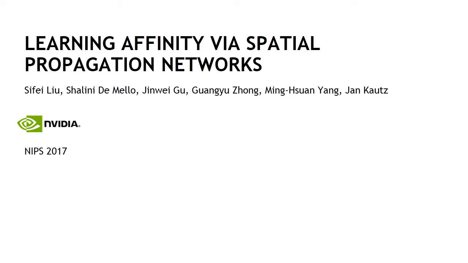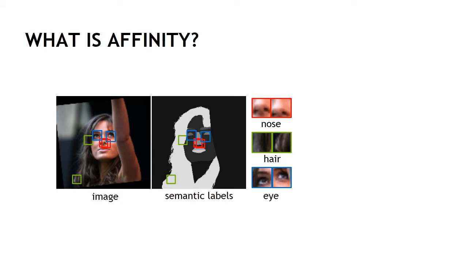We describe our work on learning affinity via spatial propagation networks. Affinity describes the relationships between pairs of pixels or regions in an image. Natural images often contain strong pairwise relationships between pixels or regions. For example, spatially close regions are likely to be similar in color and texture.